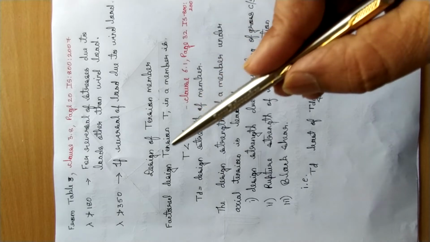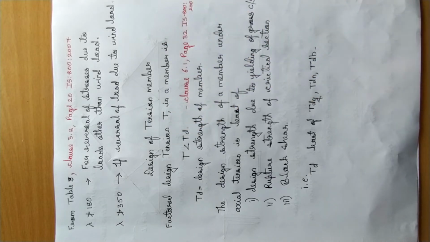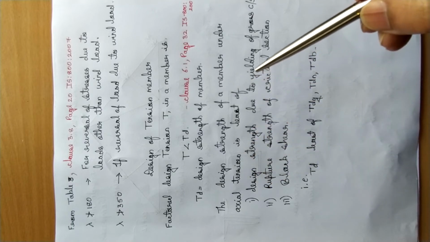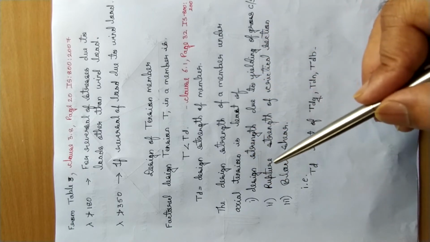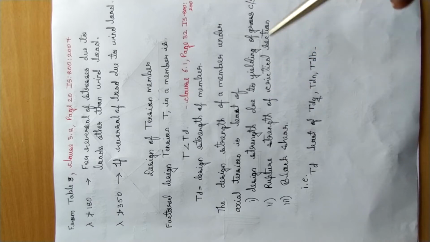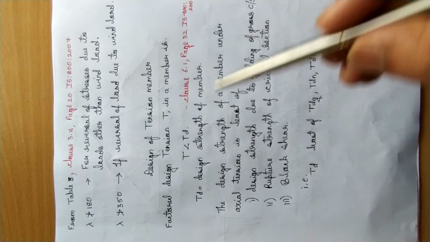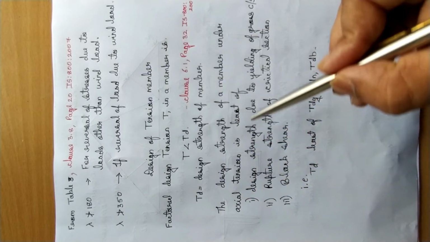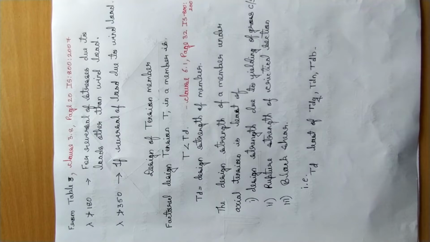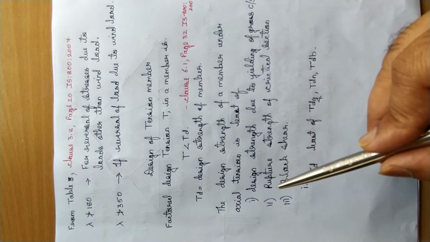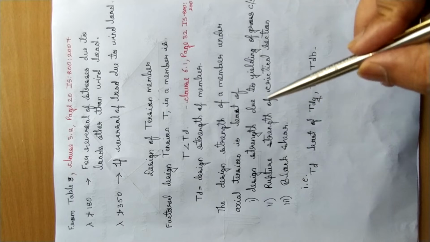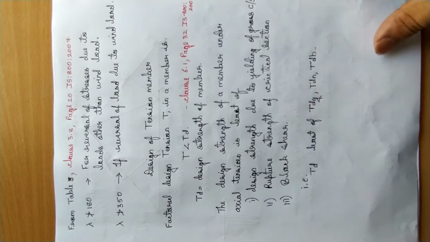Next we discussed the design of tension members, based on the failure criteria of tensile members. We have three failure criteria. The first is design strength due to yielding of gross cross section. Second is rupture strength of critical section, and the third is block shear strength of the section. We have already discussed the first point, design strength due to yield of gross cross section. Today we will discuss the further two failure criteria, that is rupture strength of critical section and block shear. So let us see.